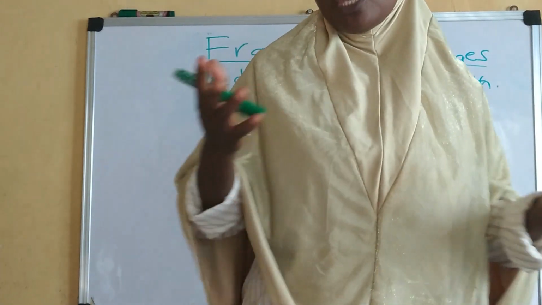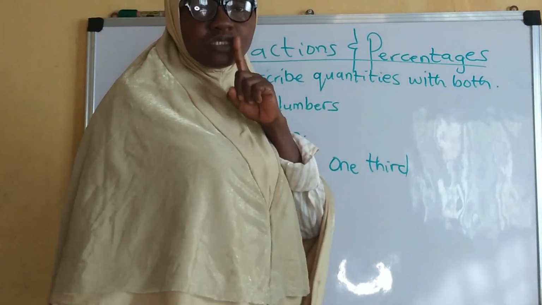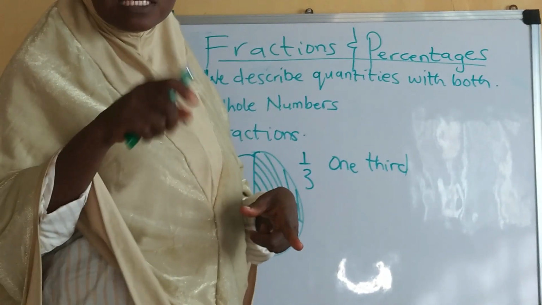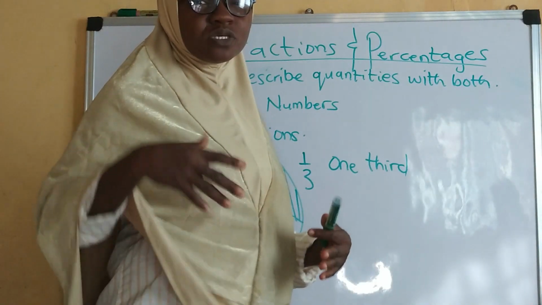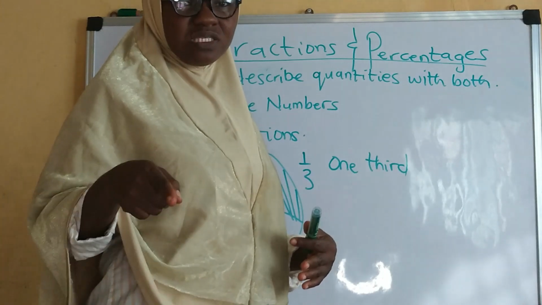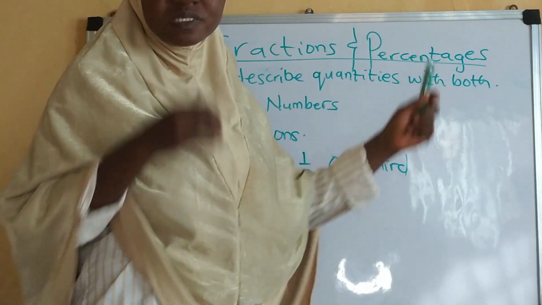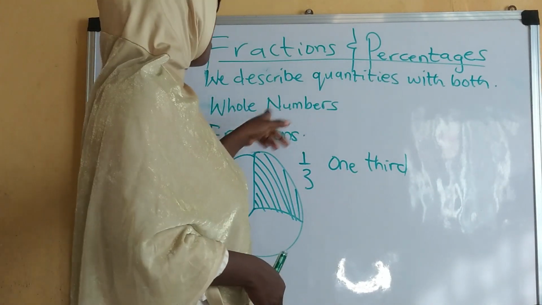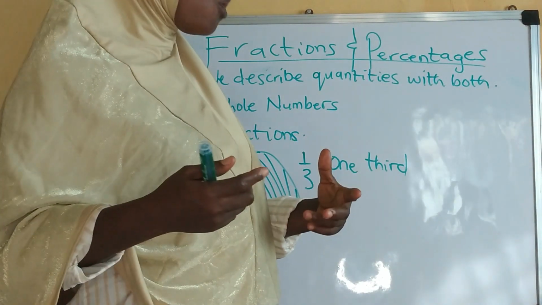All right. Now, last lesson we talked about finding the lowest or the least common multiples of numbers, and then we established the difference between multiples, common multiples, and the lowest common multiple. Do you understand? All right. So basically, today we are now going to fractions and percentages. We describe quantities with both whole numbers and fractions. What are quantities? Quantities are just the things that we use to know the quantity or the sizes of various things. Do you understand?